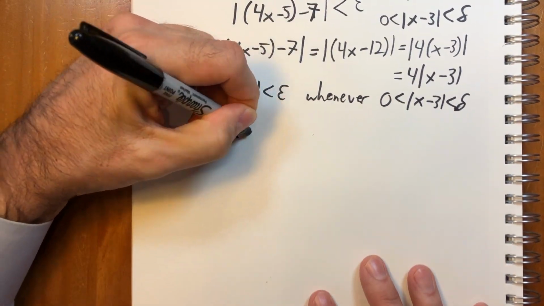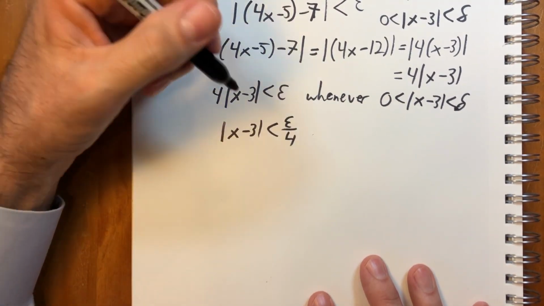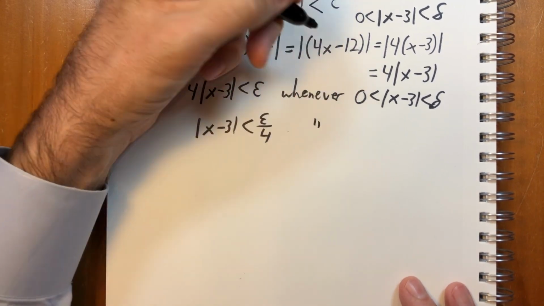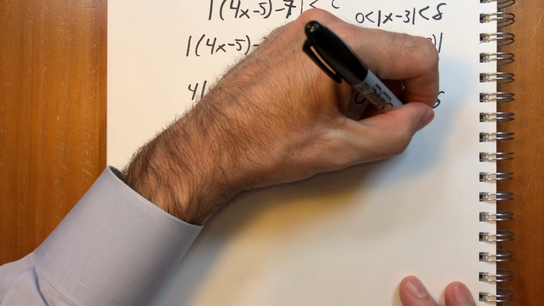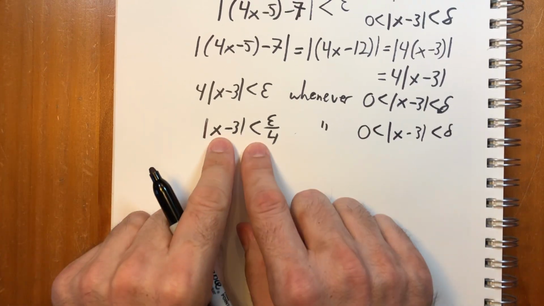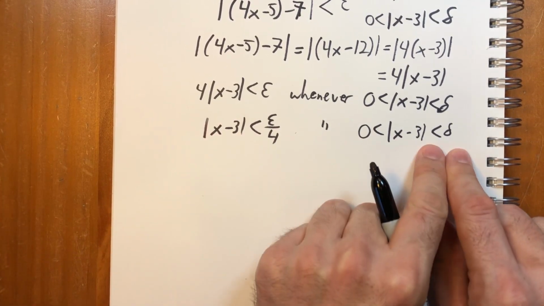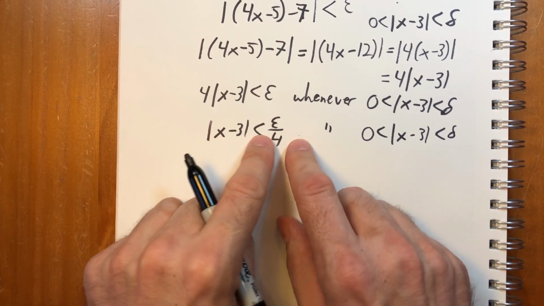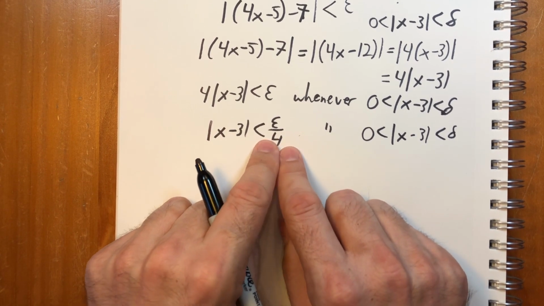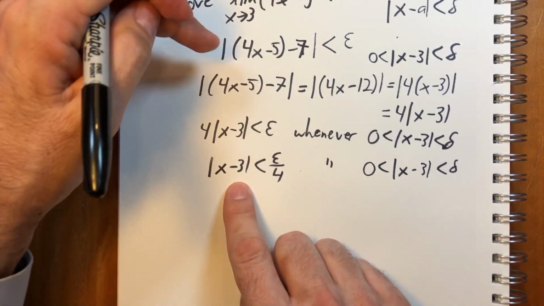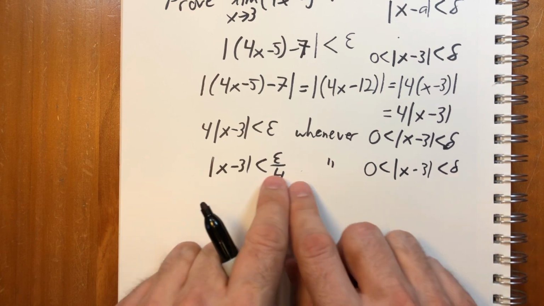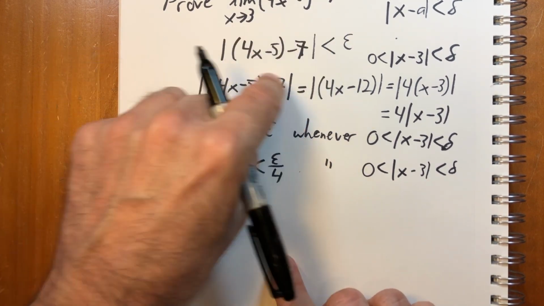In other words, divide through, the absolute value of x minus 3 is less than epsilon over 4 whenever, same thing, 0 is less than |x − 3| is less than delta. So we have the same thing here. So basically, if we make delta equal epsilon over 4, then this should work, because as long as |x − 3| is less than epsilon over 4, that means that this whole thing is less than epsilon. So if we make delta epsilon over 4, this should always be true.